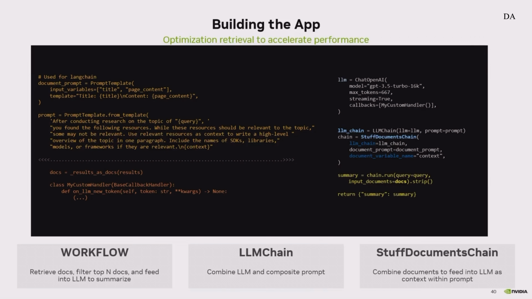So finally, the code shown is from the research functionality of our demo, and it's surprisingly brief considering all that it's doing. Of course, that's largely thanks to the framework and API. The workflow is to retrieve the documents, then filter by the top N, then feed those into the large language model to summarize. The LLM chain here contains the stuff documents chain, which will concatenate together documents to feed into the LLM as the context within the overall prompt. Then, the large language model takes in all of its information and forms a natural language response.